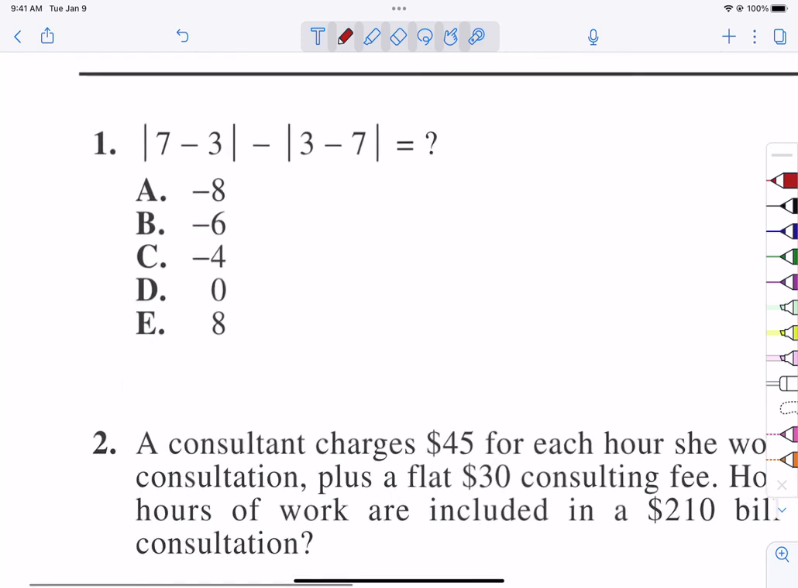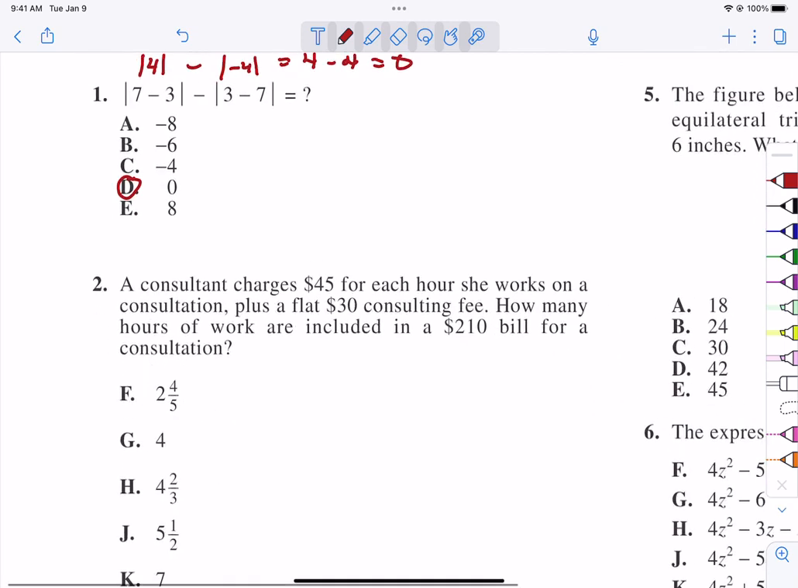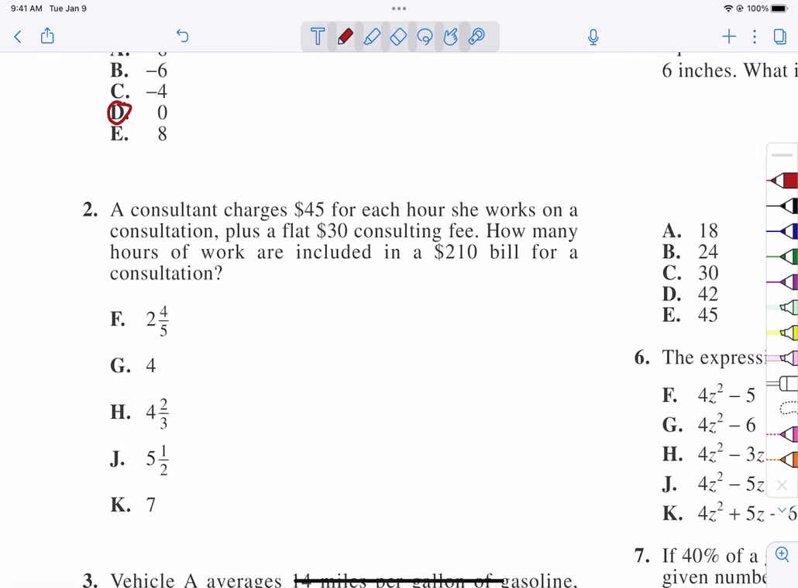Let's take a look. The thing you want to remember for number 1, for an absolute value equation, is you have to get an answer inside before you take the absolute value. So here you get the absolute value of 4 minus the absolute value of -4. You want to actually get an answer and then make that answer positive. So that becomes a +4 minus a +4, which is 0. Number 1 is D.